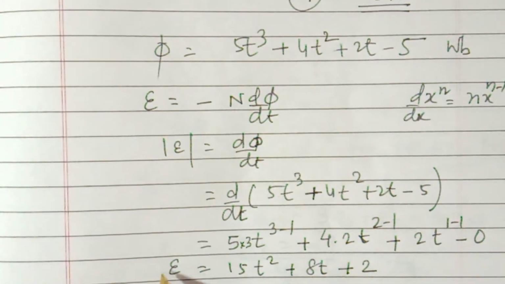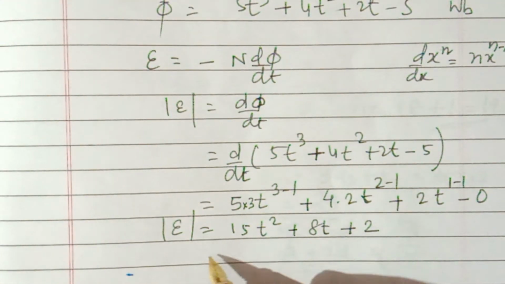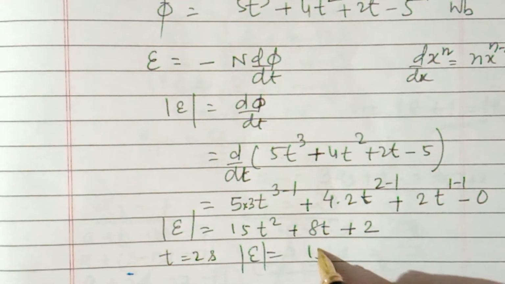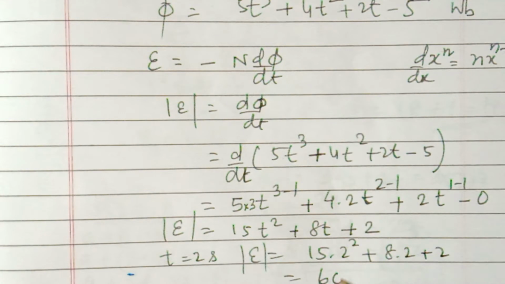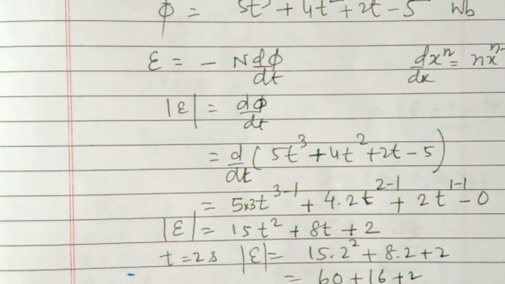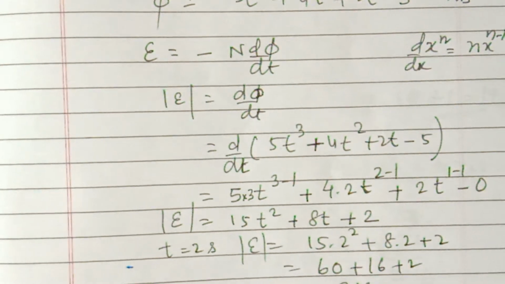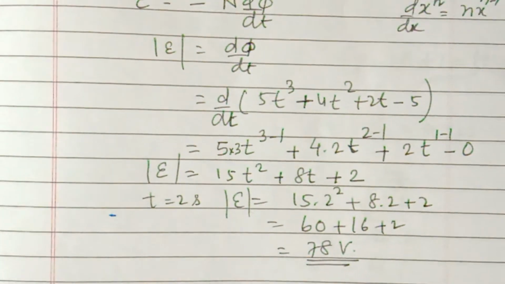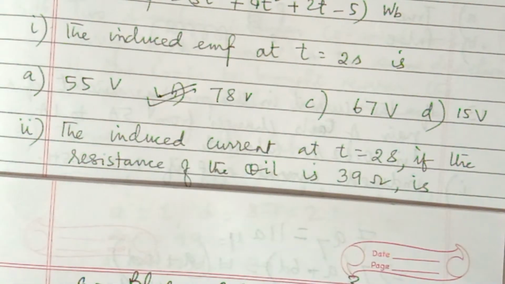So this is the EMF, and the EMF also depends on time. So when time is 2 seconds, then EMF will be 15 into 2 square plus 8 into 2 plus 2. So 60 plus 16 plus 2, so 78 volt. So that means the EMF induced here is 78 volt. So which option is correct? Now you can see 78 volt is correct.